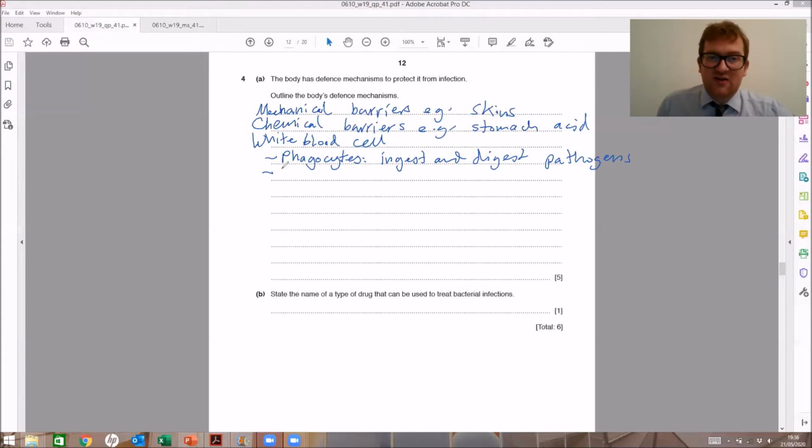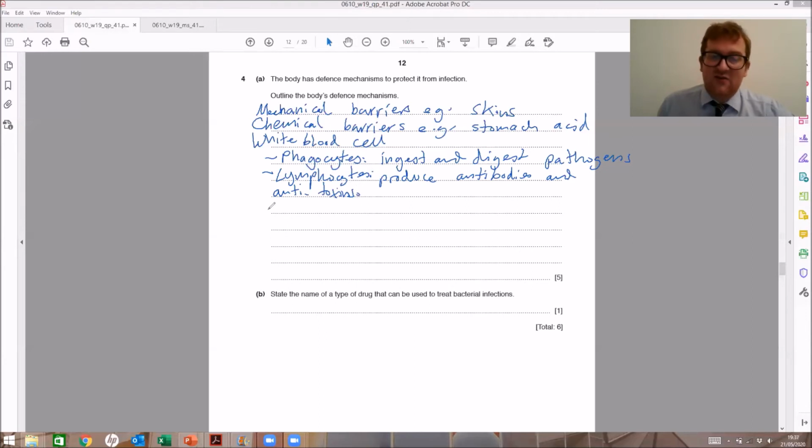You've also then got your lymphocytes, and the lymphocytes have two main functions. They can produce antibodies and antitoxins. These antitoxins neutralize any nasty substances secreted by the pathogens.